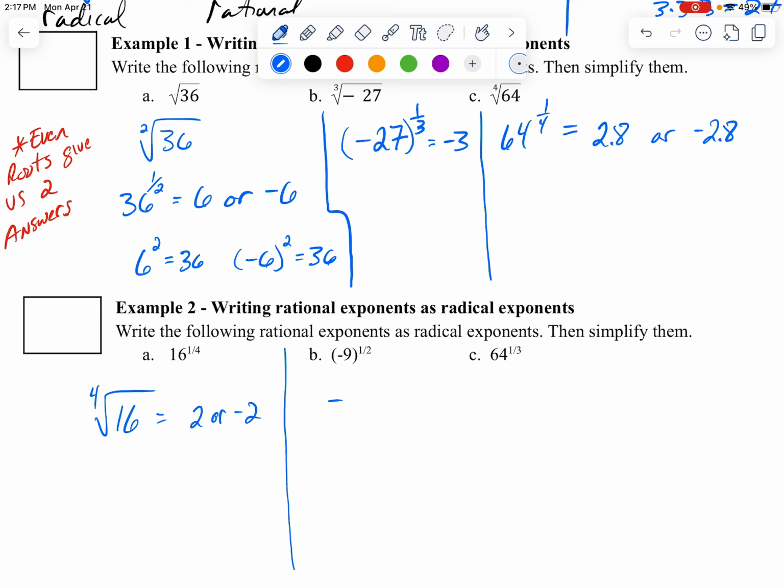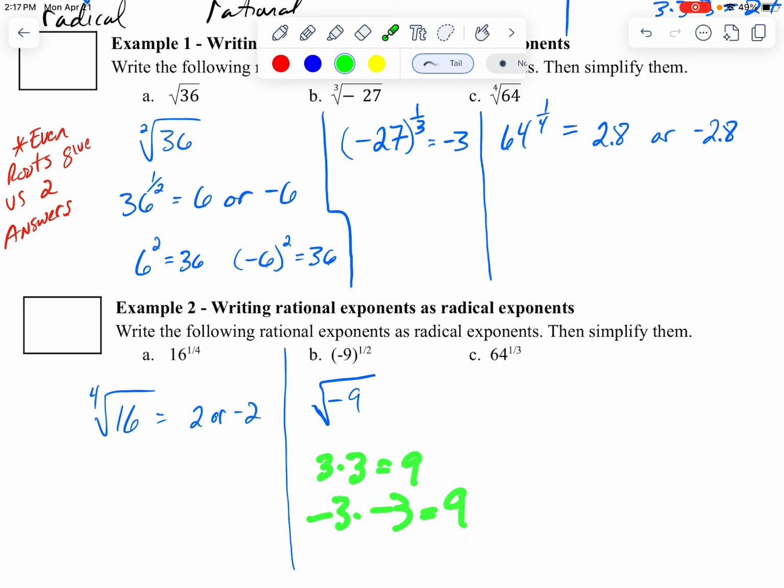-9 to the 1/2, so that'd be the square root of -9. This is just a regular square root, and this is another one of those places where we end up with something kind of interesting. There's no number possible times itself where we can get a negative. So a lot of people want to say 3. Well, what is 3 times 3? That's positive 9. What is negative 3 times negative 3? Well, that's also positive 9. There's no number you can multiply by itself and ever get a negative number.